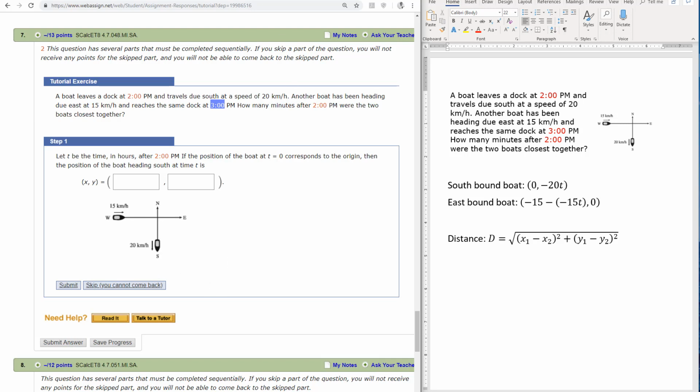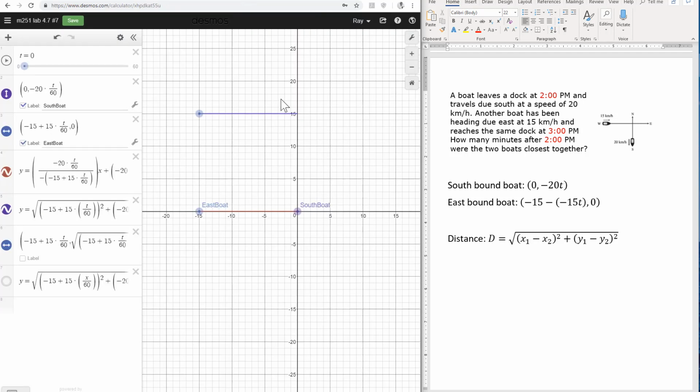I've got a good graphic animation for this. We could take a look at it. Let me clear out a couple of things here. Let's start off with the two boats. Here's one boat going south, another boat going east. That's 15 kilometers away. And as they move, there's a distance between them. At some point in time, they're going to be closest to each other.